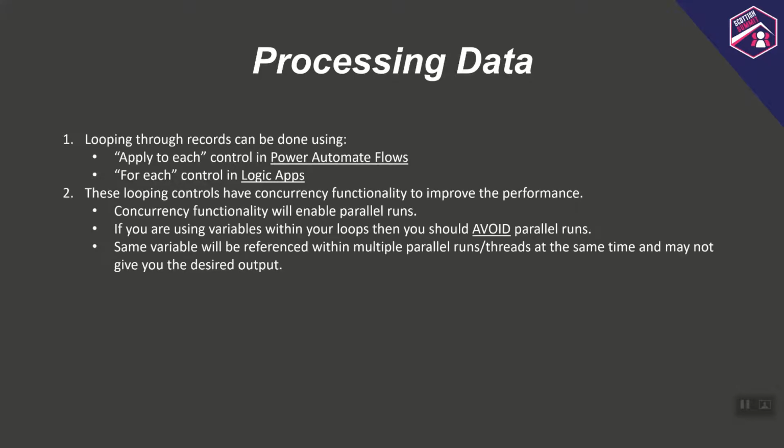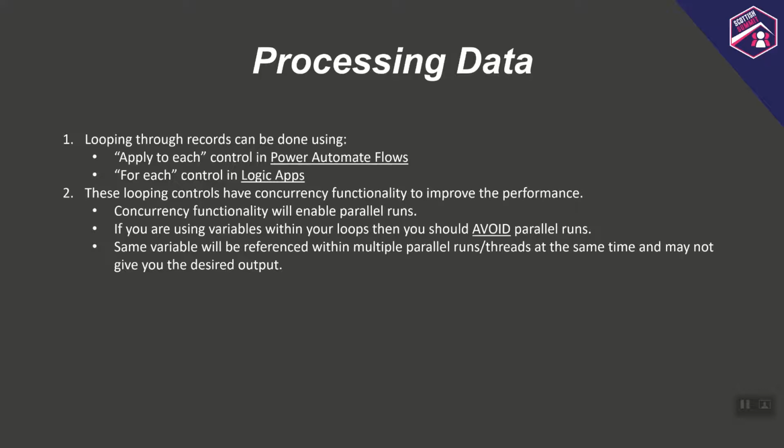Both of these looping controls have concurrency functionality to improve the performance. Concurrency functionality will enable parallel runs of multiple threads, but if you're using variables within your loops, then you should try and avoid parallel runs. What this means is if you are just using a variable as a reference or just as a read-only property, that's fine. But if you are setting a variable within your loop, then you should try and avoid it at all times. There's a reason behind that.